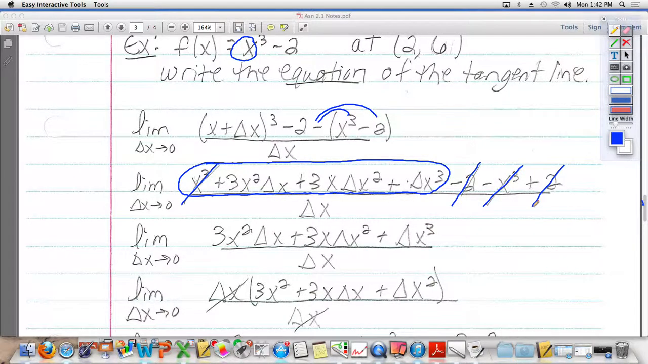I have a change in x on the bottom. What does that mean? Probably want to take one out. Try to find it, decide if you can take one out. And you can. They all have a change in x in common. So they cancel out, leaving you with 3x squared plus 3x, the change in x plus the change in x squared.